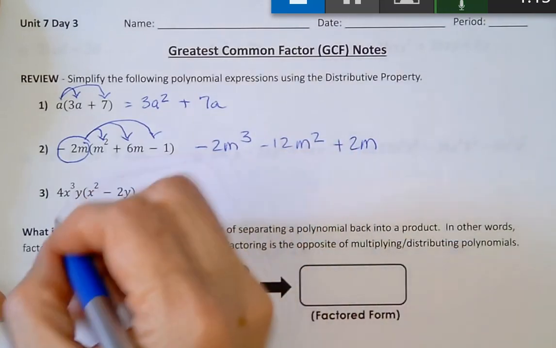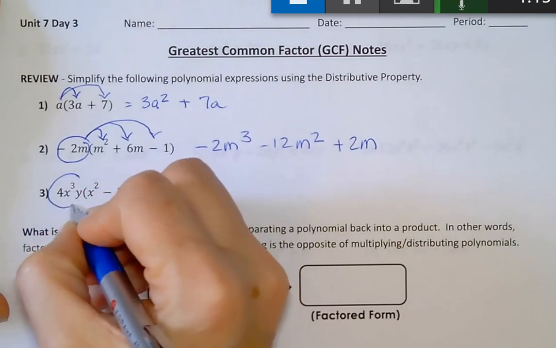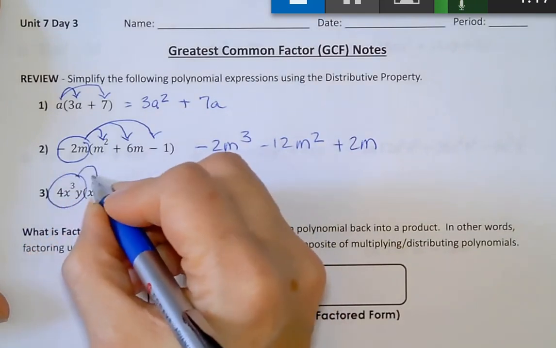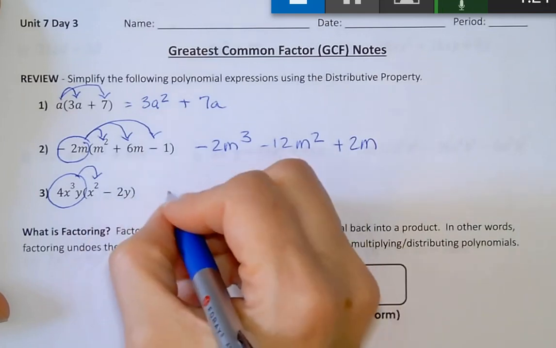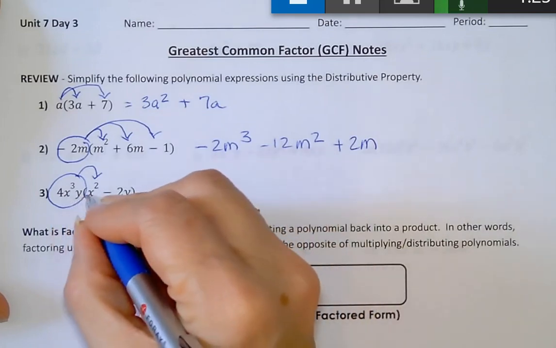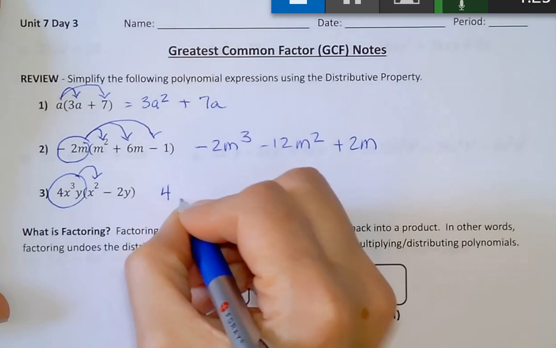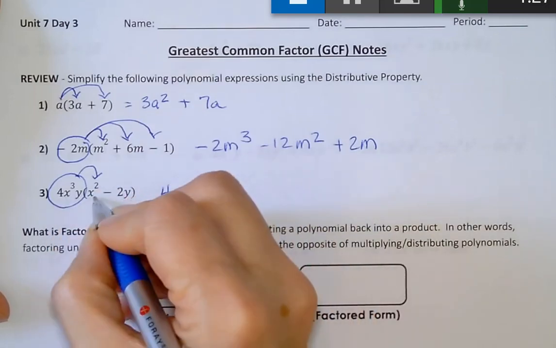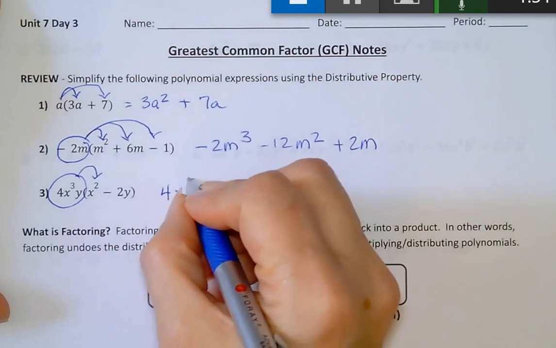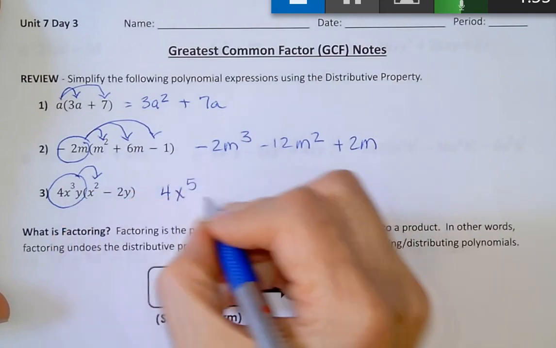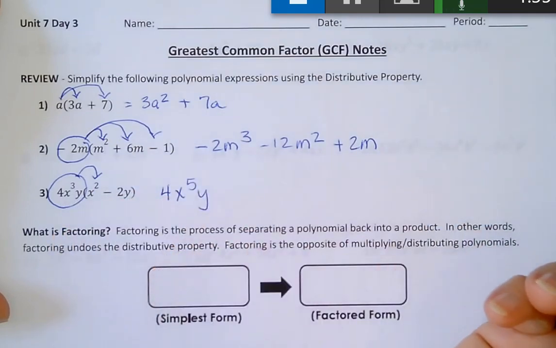Okay, this guy has a complicated first factor, but that's okay. 4x cubed times y, all times x squared. I know that I have 4 times 1. There's an invisible 1, right? So my number is 4. X cubed times x squared. I'm going to keep my base x and add 3 plus 2, so I get 5. And then times y. There's no other y, so I just say times y.